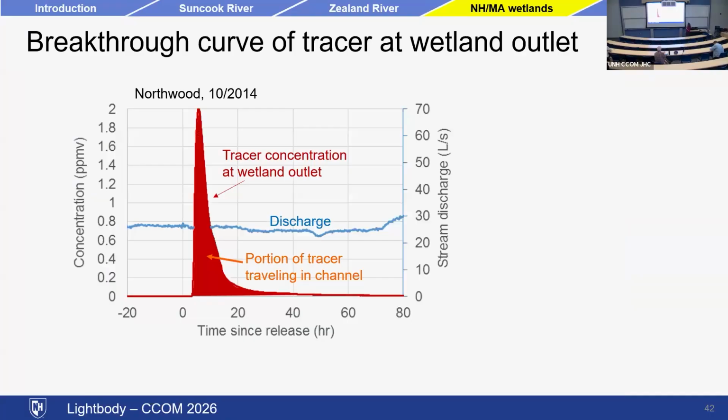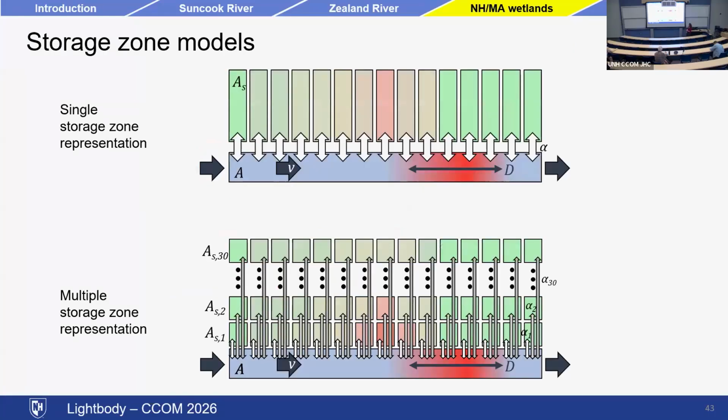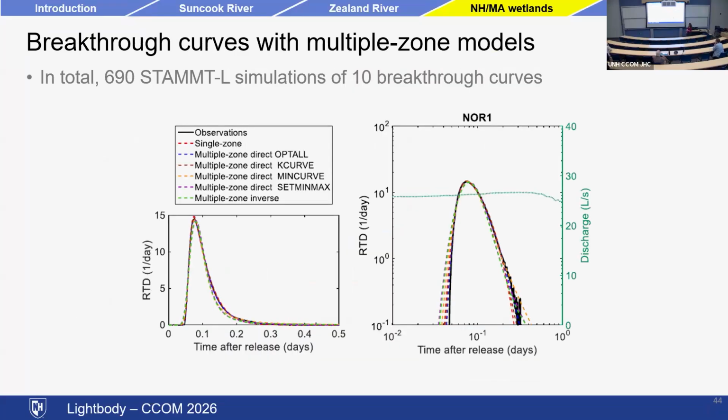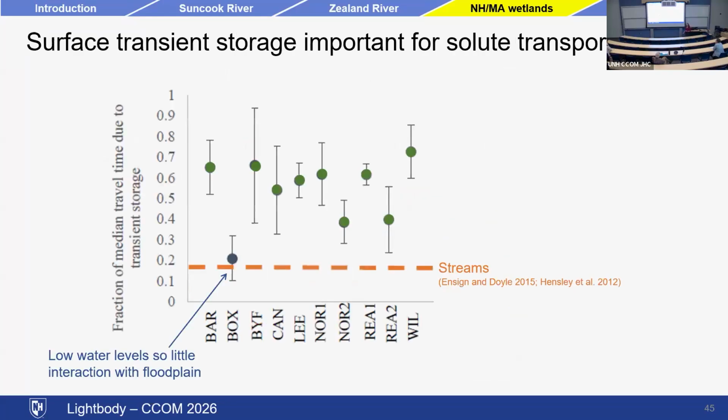And when we look at the breakthrough curve of rhodamine at the outlet, we see that a large portion of the tracer is not traveling within the channel. Instead, it's in this long tail. Sophie used a multiple storage zone representation model to try to understand how this was moving. I will skip the details. She was able to represent the breakthrough curve fairly well.